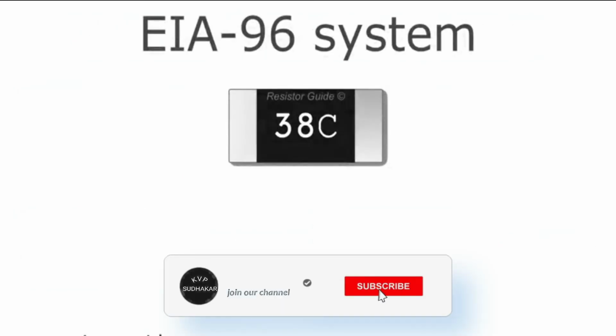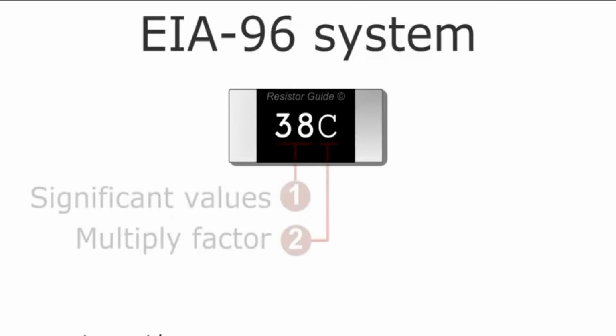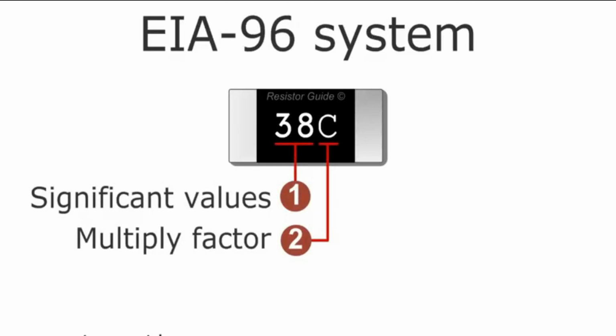Now we take a look at another popular coding method, the EIA 96 system. This system is based on the E96 series of preferred values, so these resistors should have an accuracy of 1%. The first 2 digits represent a code that is used with a table to find the resistance value with 3 digits. The third number also represents a code to retrieve the multiply factor.